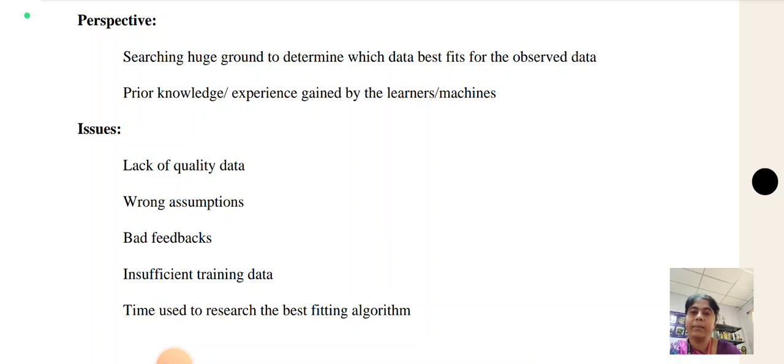So now I summarize the video. Initially we saw what machine learning is. It is nothing but making the machine learn by itself instead of explicitly programming the machine. And it is a subset of artificial intelligence, and deep learning is a subset of machine learning. And we saw about perspectives and issues. Thank you.